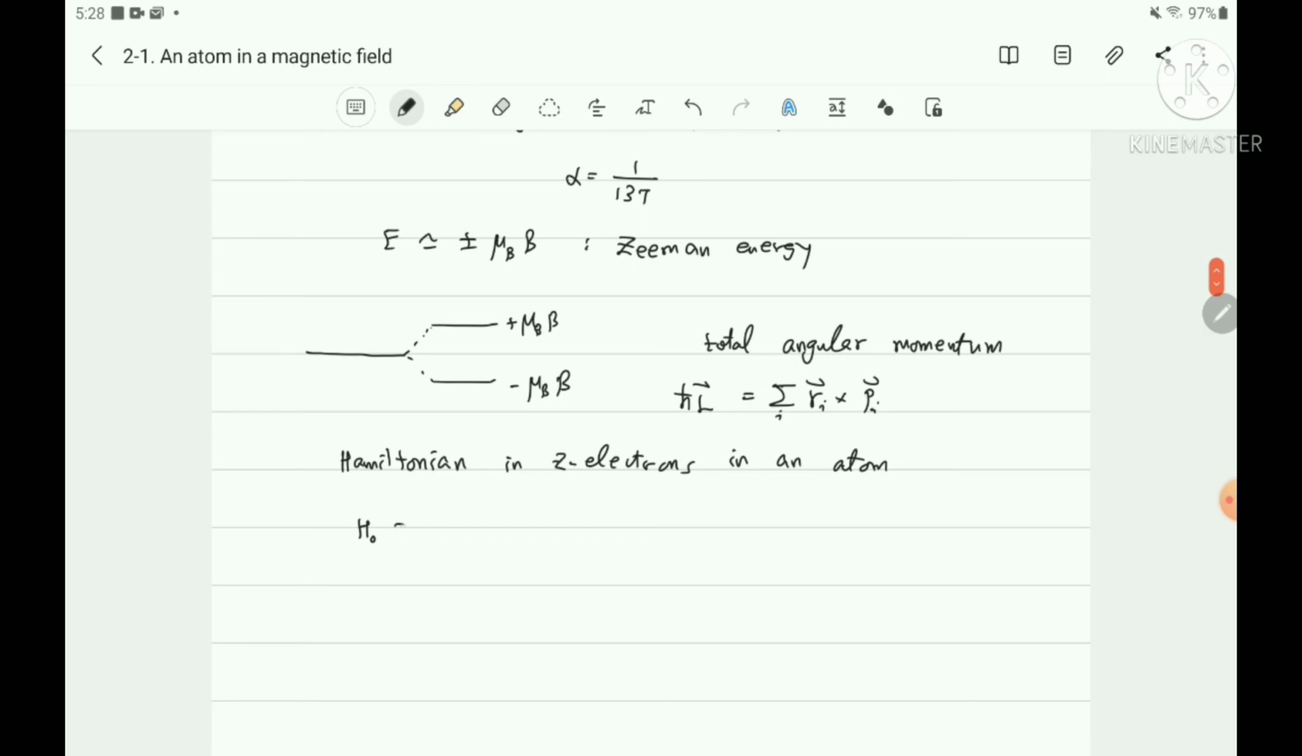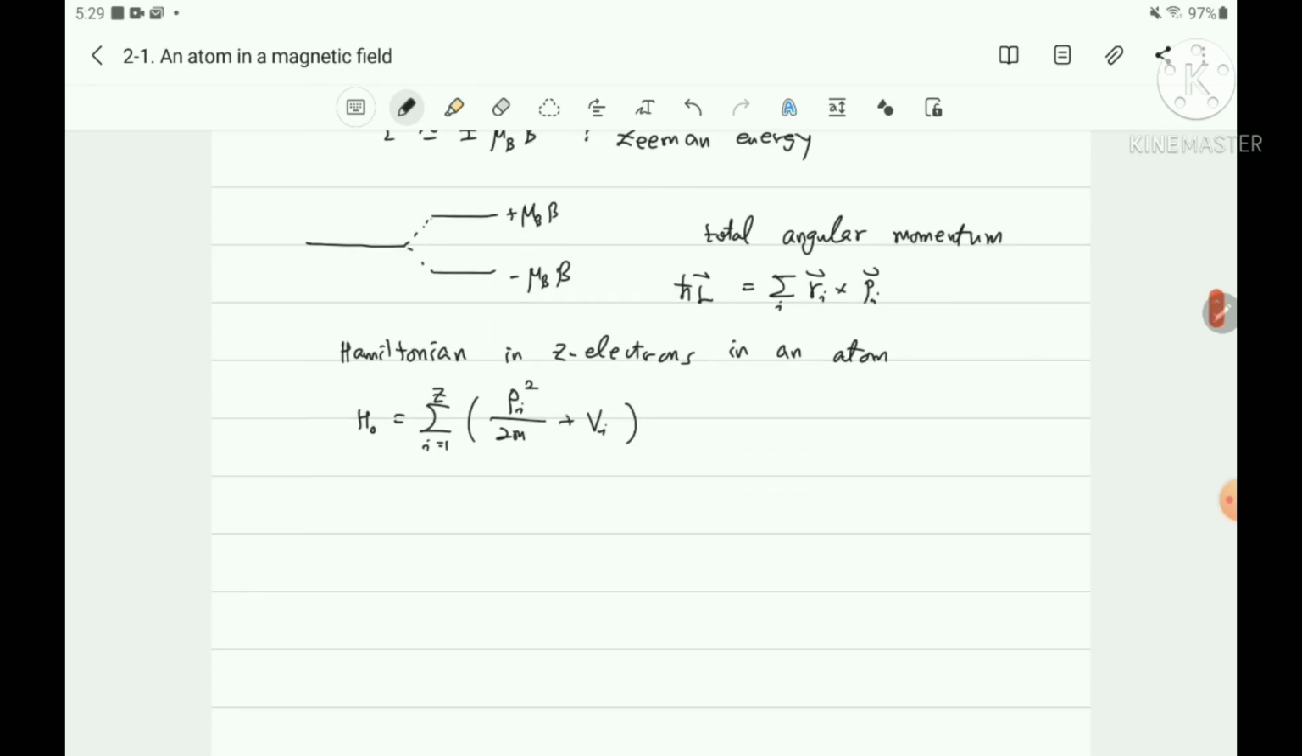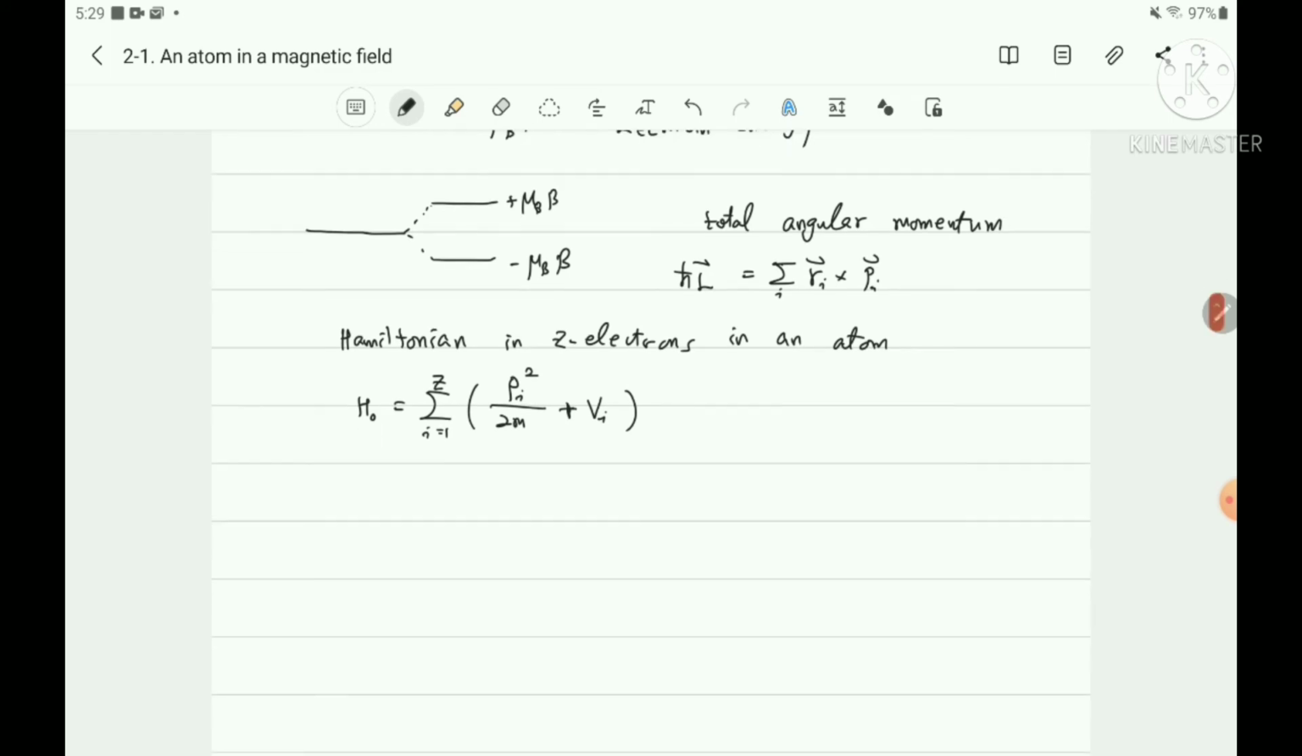Here H0 means without applying a magnetic field, and because there are Z electrons, let's consider each electronic state. Because the electron mass is the same, it is p_i squared over 2m plus V_i. V_i is the potential energy between the electron and the ion. Here we should include the applied magnetic field.